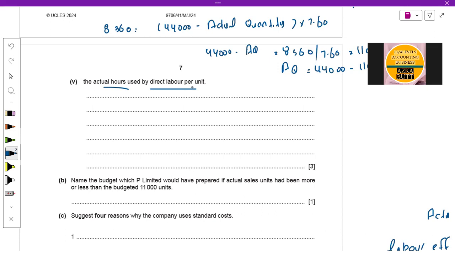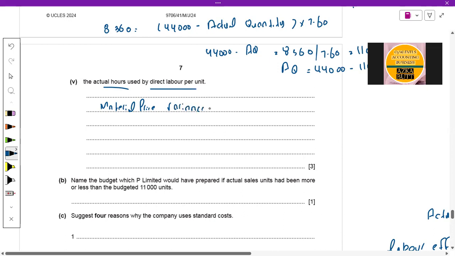So we are going to use a material price variance formula, and this is material price variance is equal to standard price minus actual price, multiplied by actual quantity.